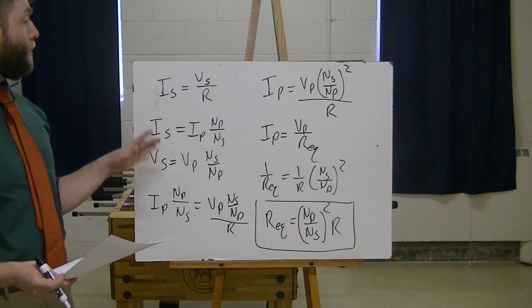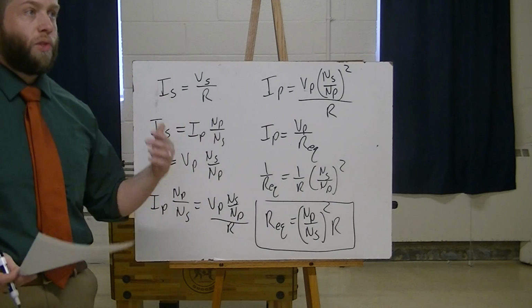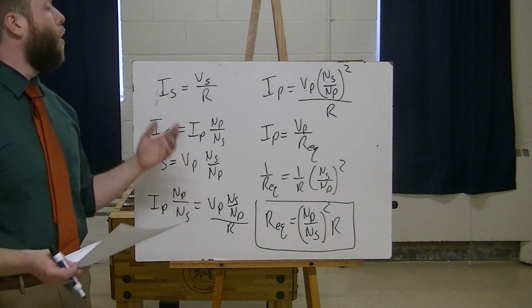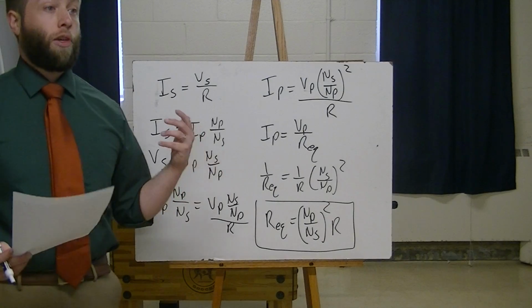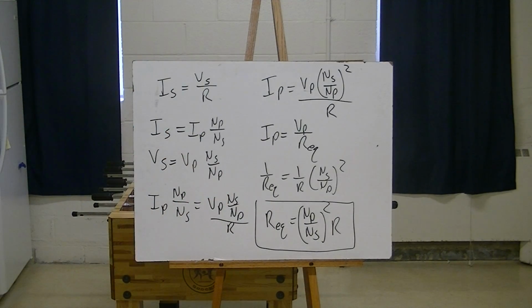Usually with these problems, they're only going to ask you what the secondary current is given the number of turns and the primary current, or the secondary voltage given a primary voltage and the number of turns. Don't need to stress too much about this. Again, this chapter has been almost entirely plug and chug.